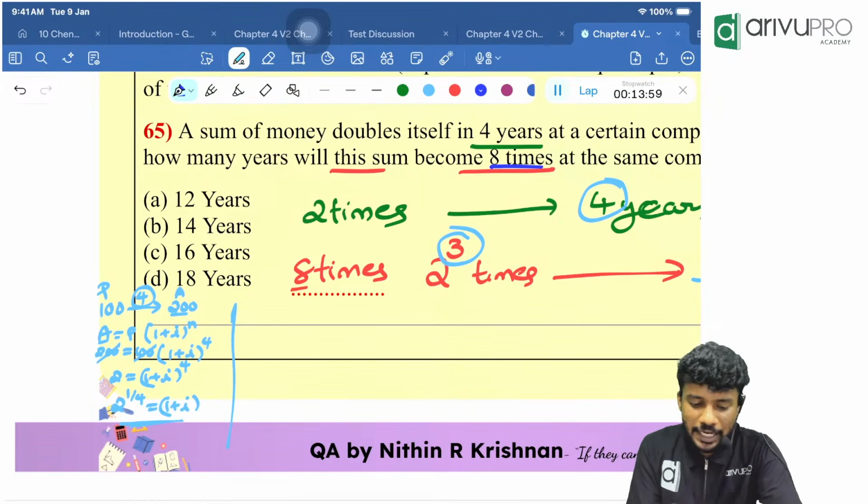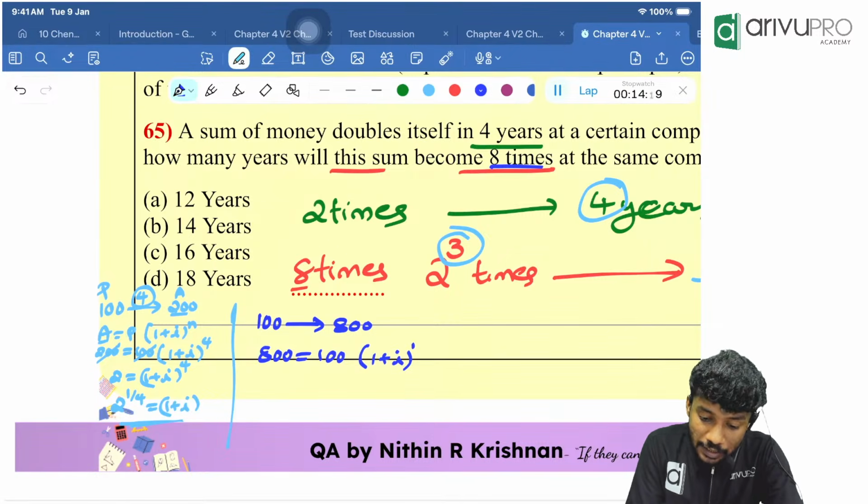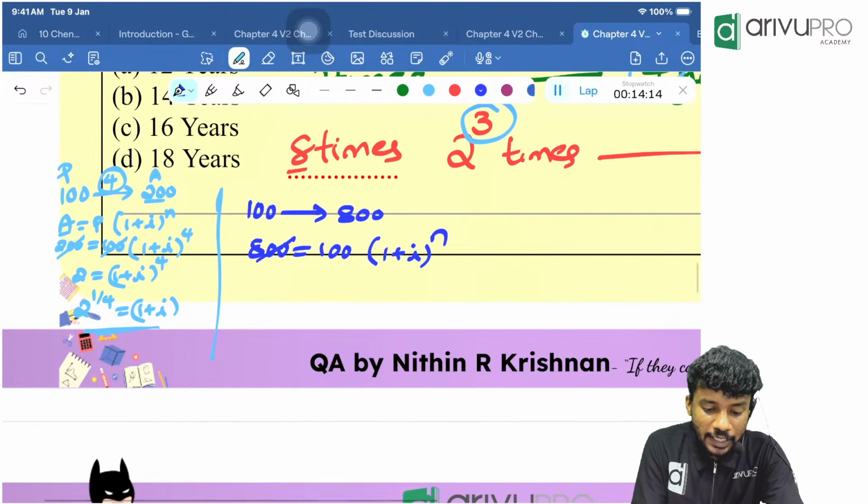8 times. 8 times means what? 100 should become what, people? 800. Can I say 800 is equal to 100 into 1 plus I, the whole power what? N. We need to find the value of that n first of all. Before that, can I cancel 0 and 0? Yes. Now, 8 is nothing but can I write it as 2 cube? Yes.